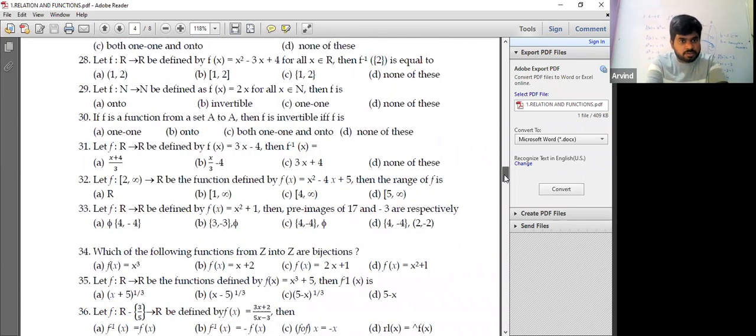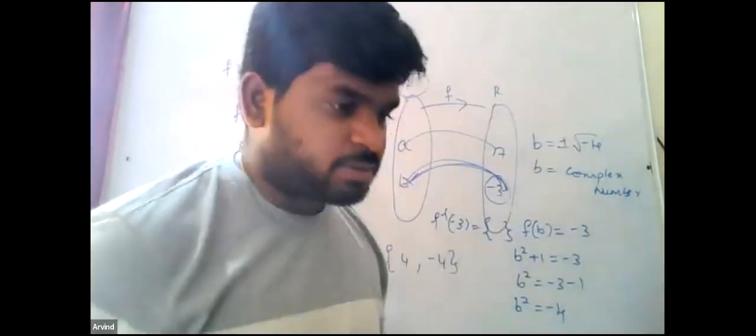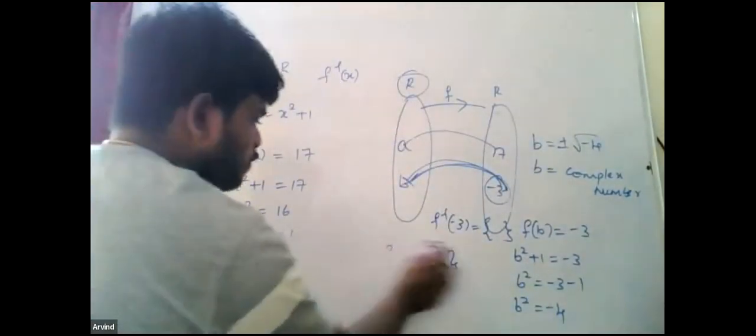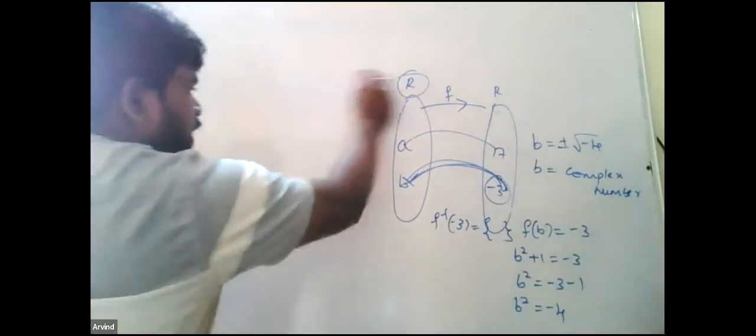Okay, let's go to the 31st one. Let f be a function from R to R defined as f of x equals 3x minus 4, then find f inverse of x. I'll show you for this problem how to find f inverse. Actually, f of x equals 3x minus 4 is both 1-1 and onto, so we can find f inverse of x. If it is not 1-1 and onto, we cannot find f inverse. Simple logic that is. I will show you with a figure.